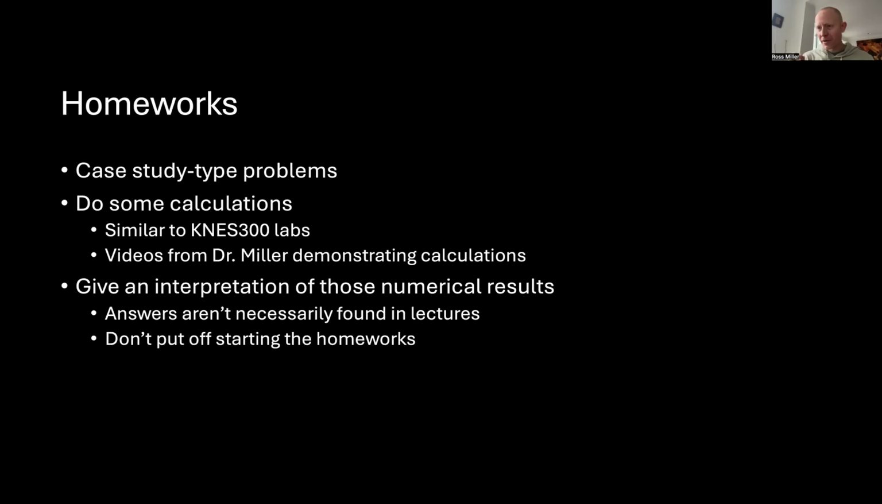Why do I think based on the biomechanics that this is a good answer? That's the important part about the homework and the part that I'm really looking for to assess whether you did a good job on that homework or not. So it's less about whether you picked the right answer that I was looking for, and more about whether you gave an interpretation of that answer.